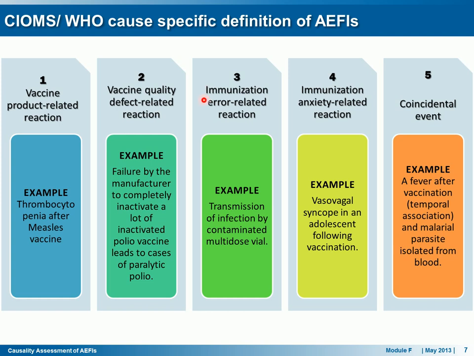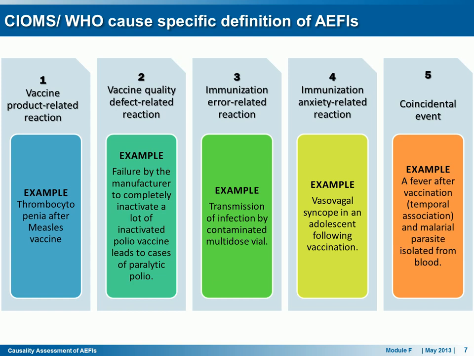The third one is the immunization error related reaction. In simple terms, this is what was formerly called program error. An immunization error related reaction occurs because of inappropriate vaccine handling, prescribing or administration, and it is definitely preventable. One of the typical examples is the transmission of infection because of contamination of a multi-dose vial. We get the condition called toxic shock syndrome.